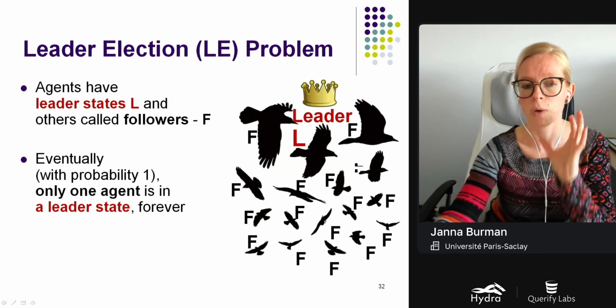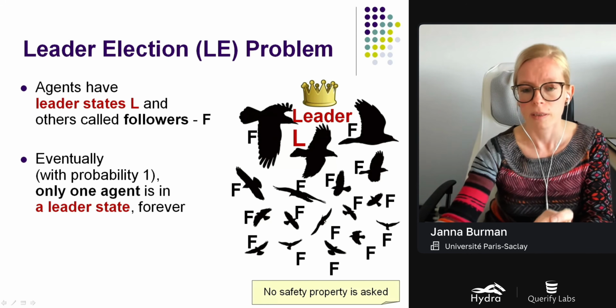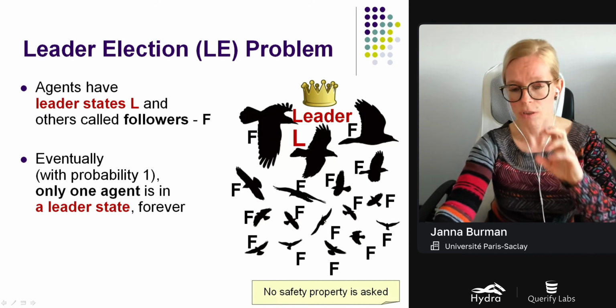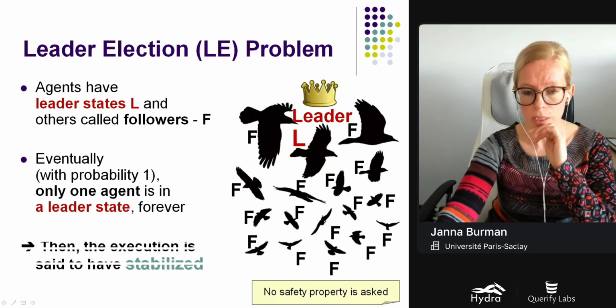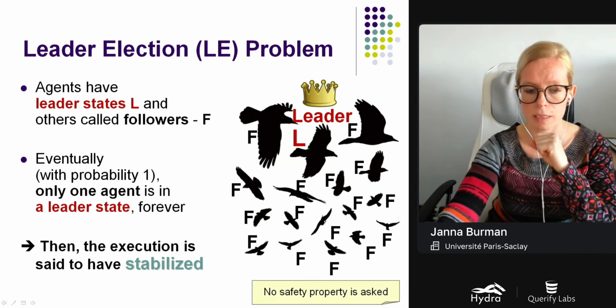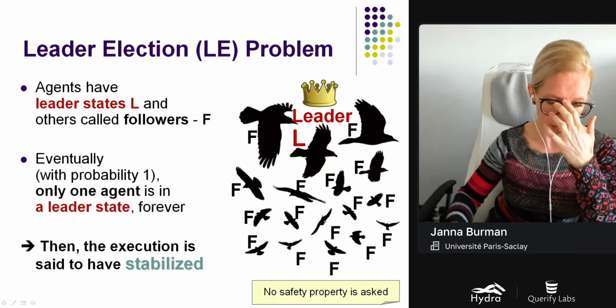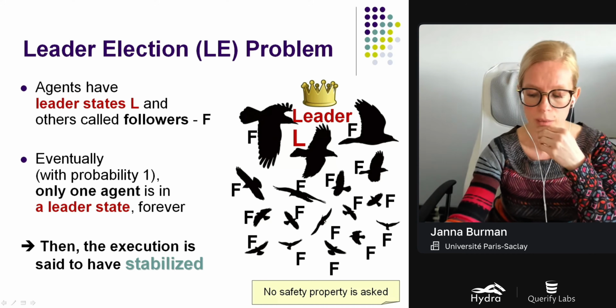So we have only one leader. We want to elect a particular distinguishable agent in the population, and only one. And if we succeed in this, we say that at this moment in the execution we have stabilized to a correct output, to a correct leader.